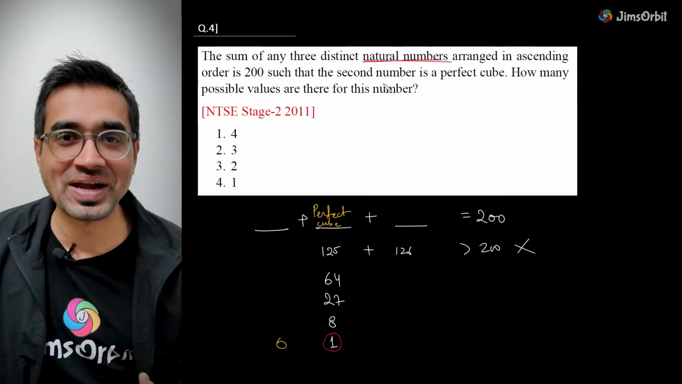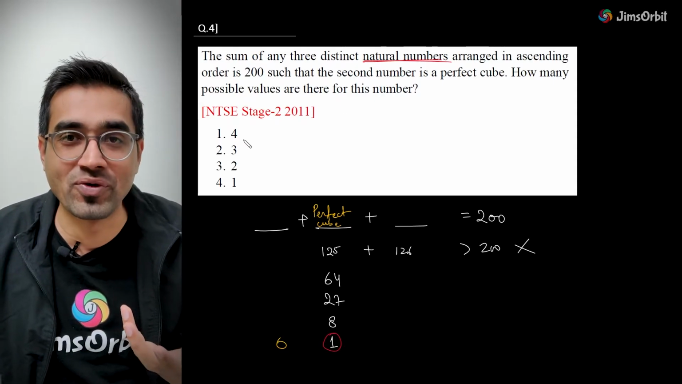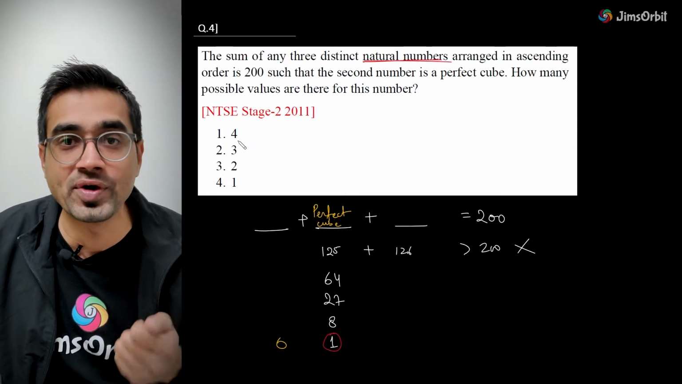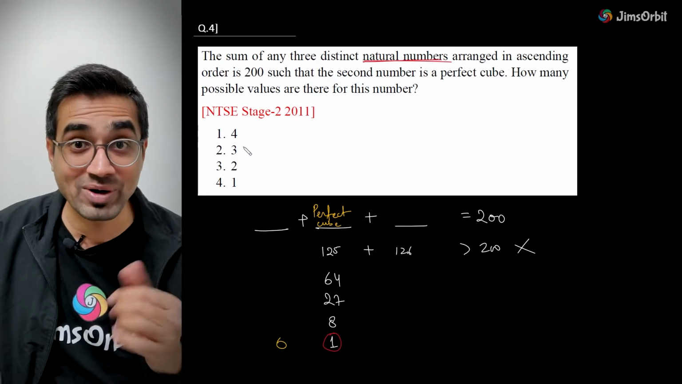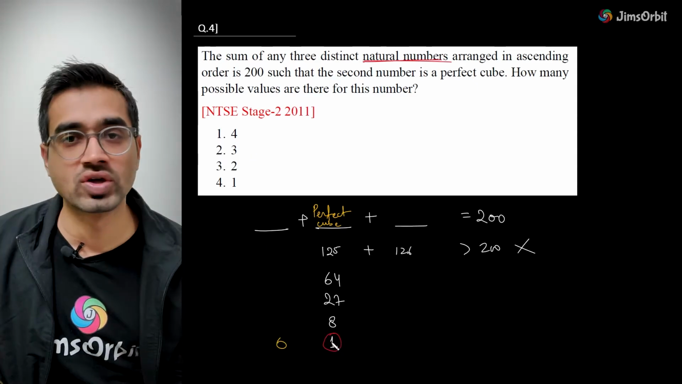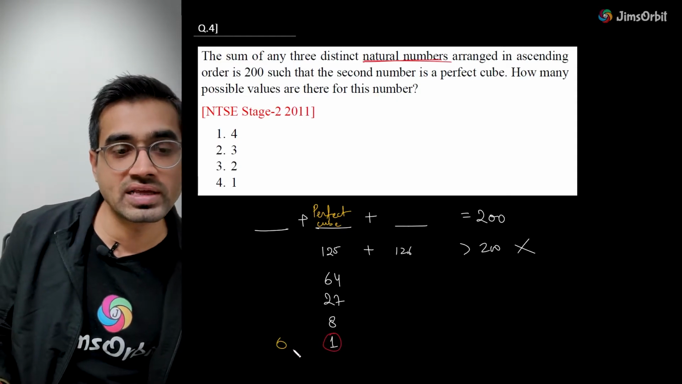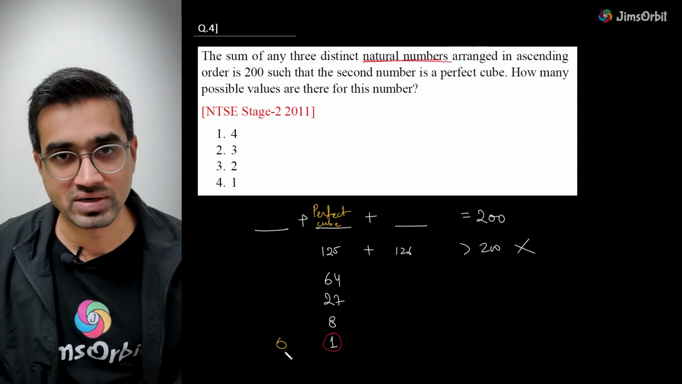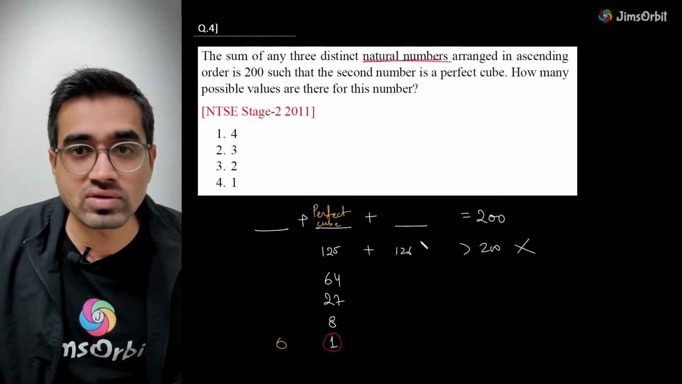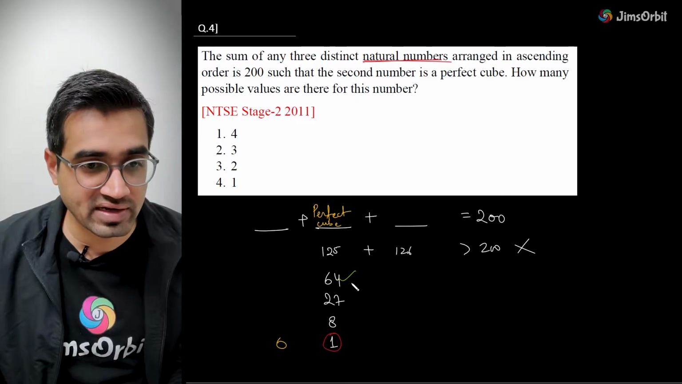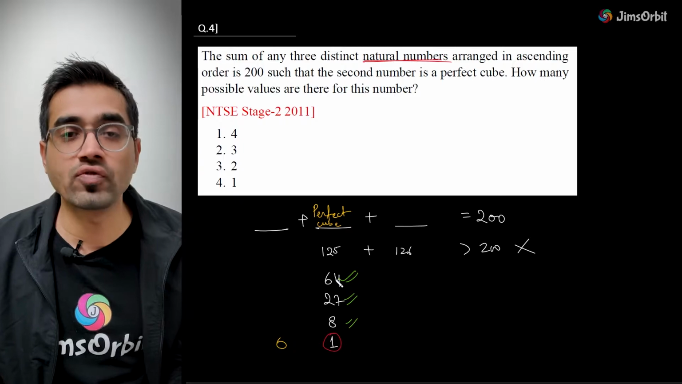Such a good question, isn't it? They want you to take 4. But wait, you find that 1 is also not happening, because if 1 happens to be the middle number, the just smaller number is 0, and 0 is not a natural number. And hence you are stuck with only 3 of the correct cubes: 64, 27, 8.